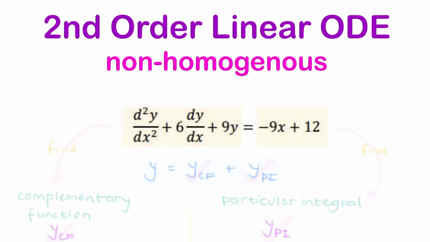When trying to solve a second-order linear differential equation, one that's non-homogeneous like this, that means on the right-hand side it's not equal to 0, and it's second order because it involves the second derivative, what we need to do is to find two things. We need to find the complementary function and the particular integral.